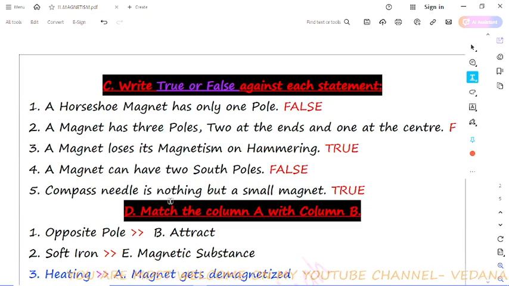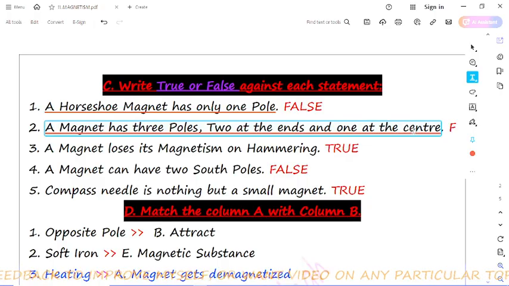Now the next question is to fill in true and false. This is question number C, and the first statement is: the horseshoe magnet has only one pole. No, this is false. A magnet has both poles. If there is a magnet, it would have a south and north pole. The next is: a magnet has three poles, two at the ends and one at the center. No, this is wrong. This is false.